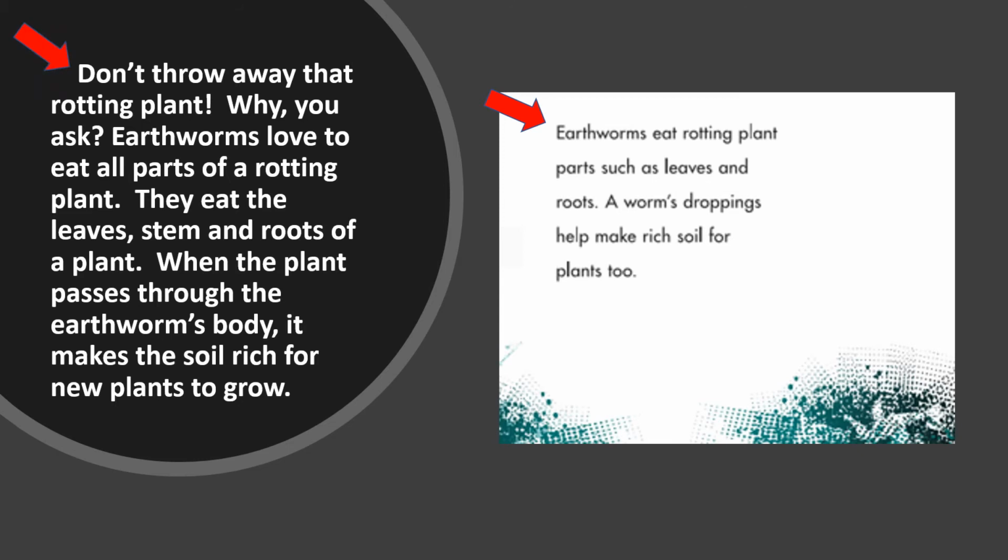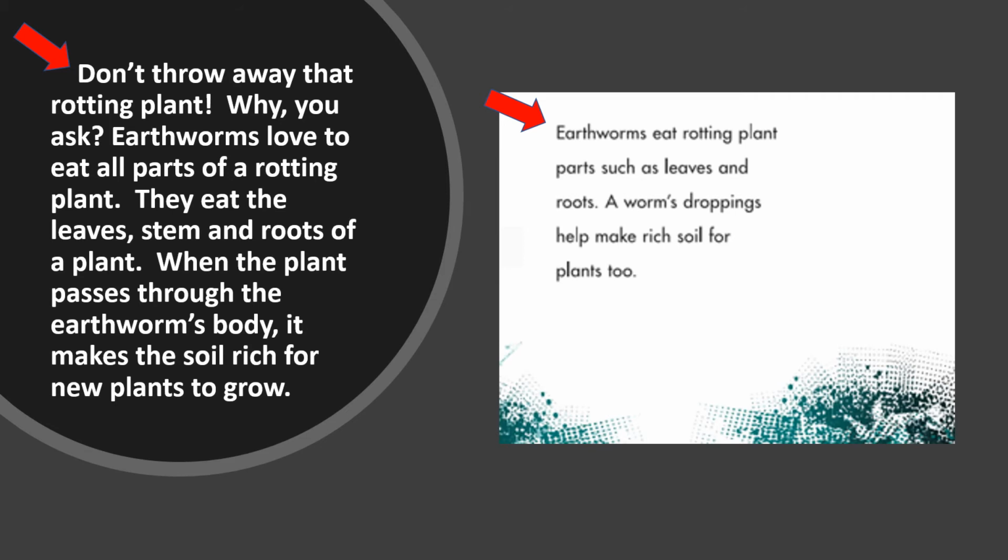Remember, I said that you can use a question mark, an onomatopoeia, or maybe a strong statement or a repeating phrase. Let's take a look at what I did. Don't throw away that rotting plant. Why, you ask? Earthworms love to eat all parts of a rotting plant. They eat the leaves, the stem, and roots of a plant. When the plant passes through the earthworm's body, it makes the soil rich for new plants to grow.